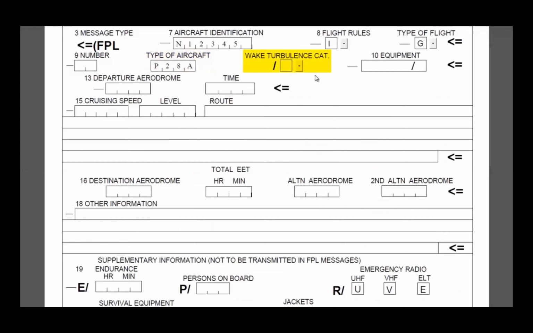We also have a wake turbulence category. The wake turbulence category is dependent on the weight of your airplane. There are 3 different weight categories. There's light, medium, and heavy.